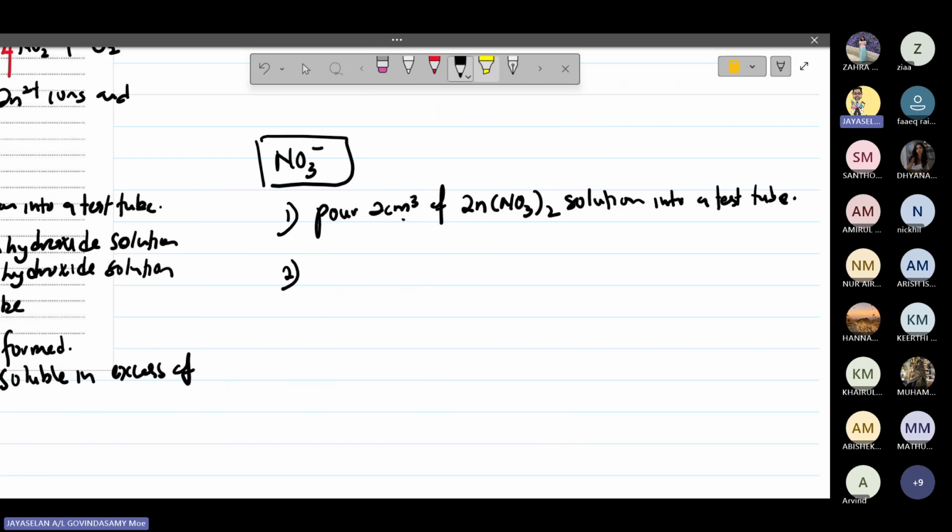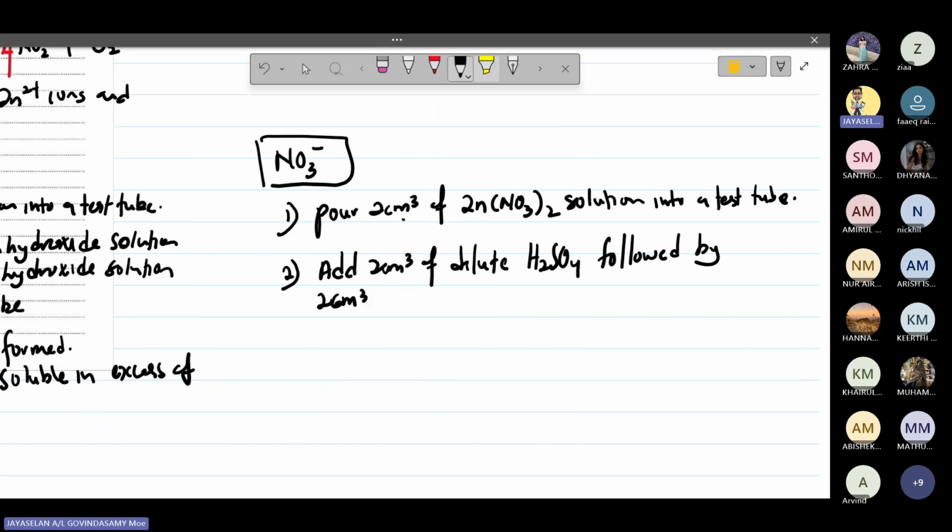Okay, point number 2, you put here add 2 cm power 3 of dilute H2SO4, dilute sulfuric acid. Then you tulis diikuti followed by 2 cm power 3 of concentrated, pekat, concentrated iron 2 sulfate solution. So can we use the formula? Can. Okay, tahun lepas dibenarkan. So boleh guna. Okay, like this.